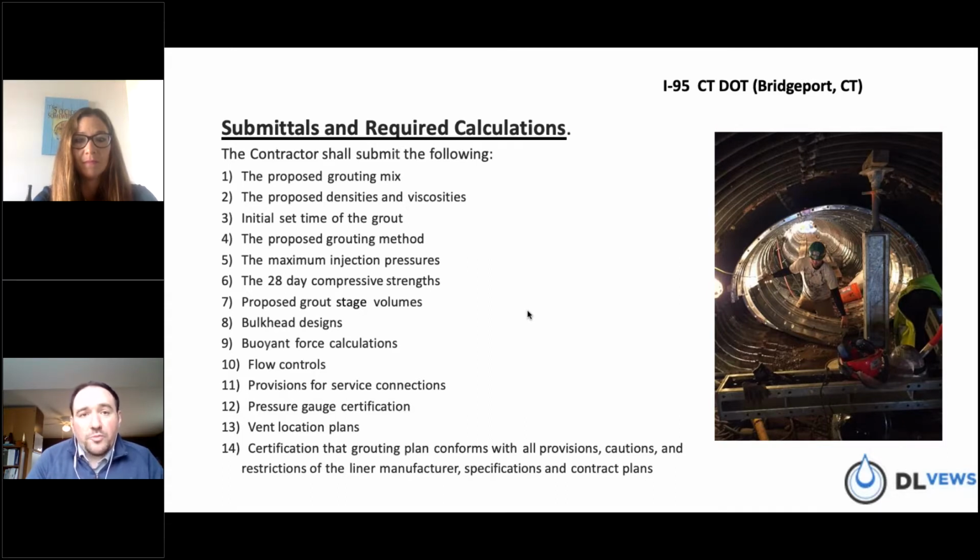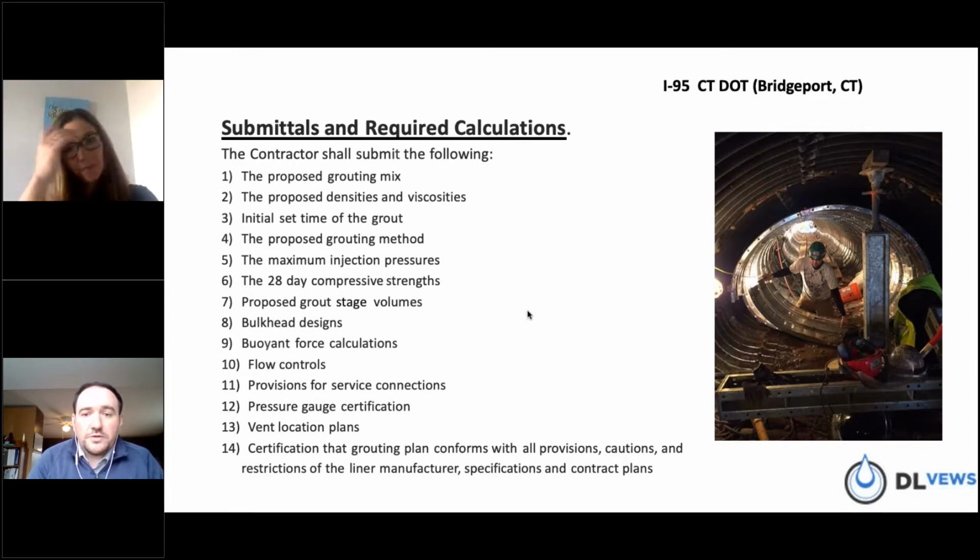Things like, how are you proposing to do the grout? What type of grout are you going to use? What are your grout volumes? And how are you going to mitigate against any flotation force or buoyancy force? These are all things that can be discussed right on the front end.